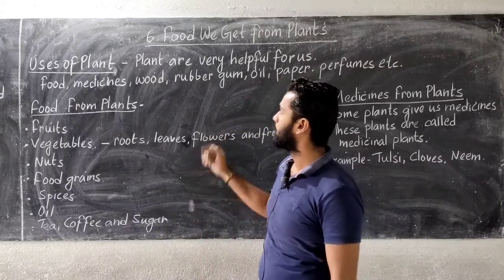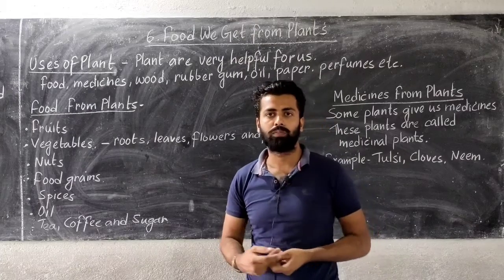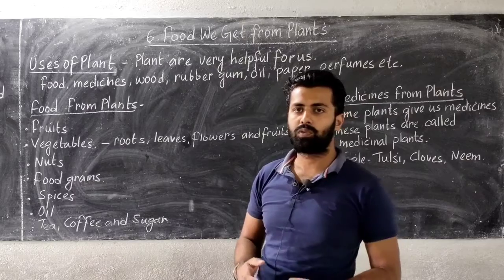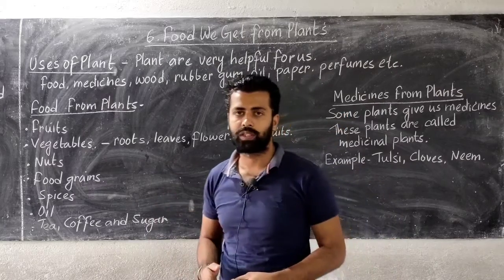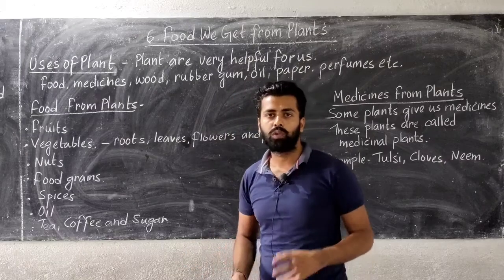So today in this class we will discuss more about chapter 6, that is food we get from plants. In the previous chapter we have already discussed some of the topics, so we'll start with a new topic, that is uses of plants. So what are the uses of plants?